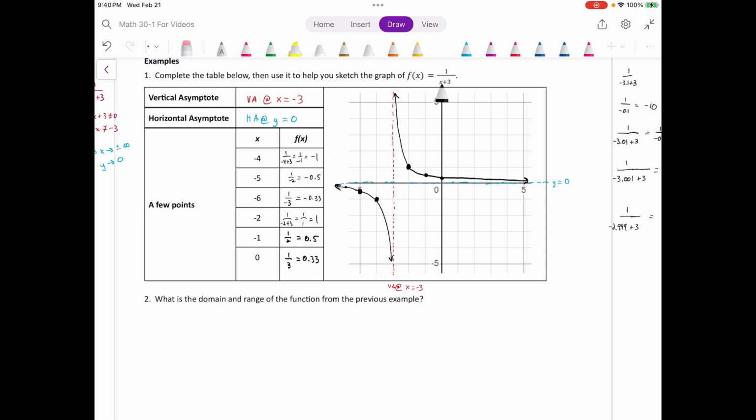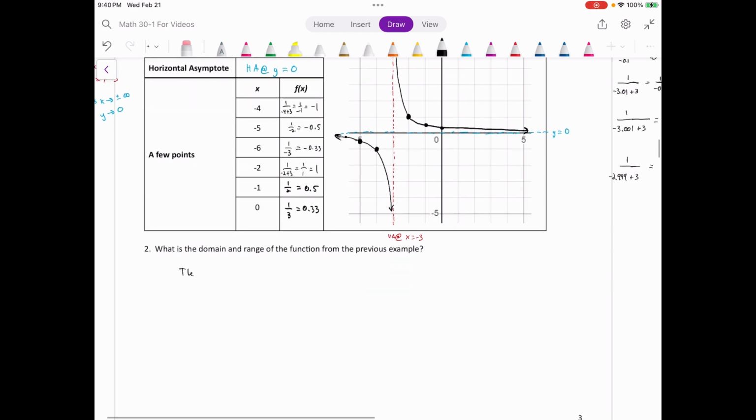It's -3. X just can't be -3. X could be anything else, right? You could sit here all day and try to think of x's that would give us a problem, but the only problem we would run into here is if we divided by 0. And the only way to do that would be to make x be -3. So if x were positive, negative, 0, anything else, it's fine, right?